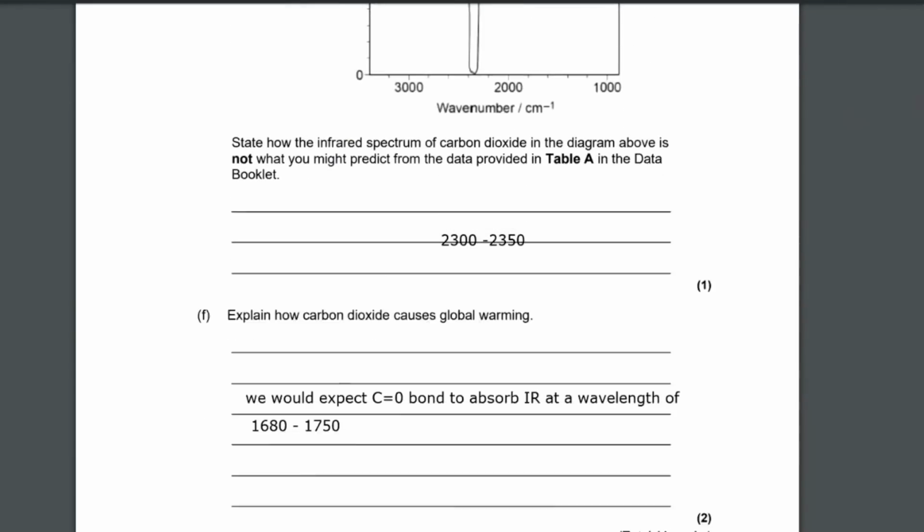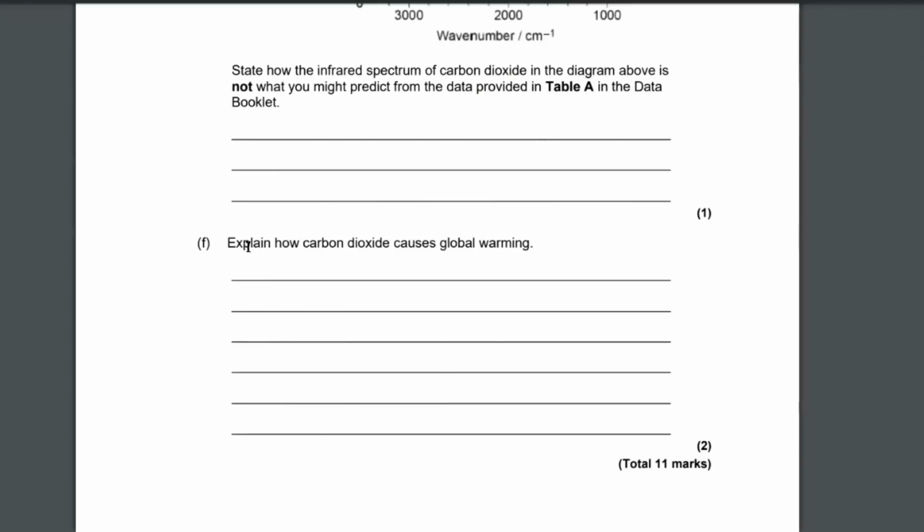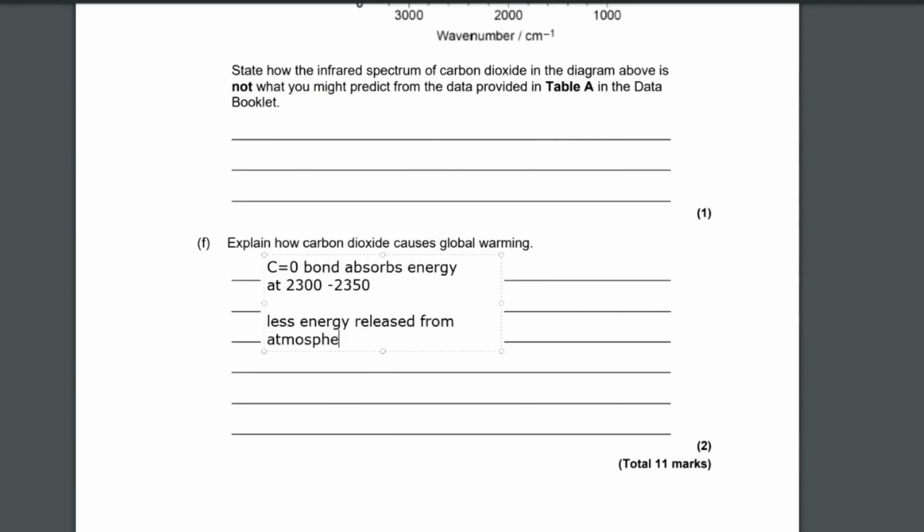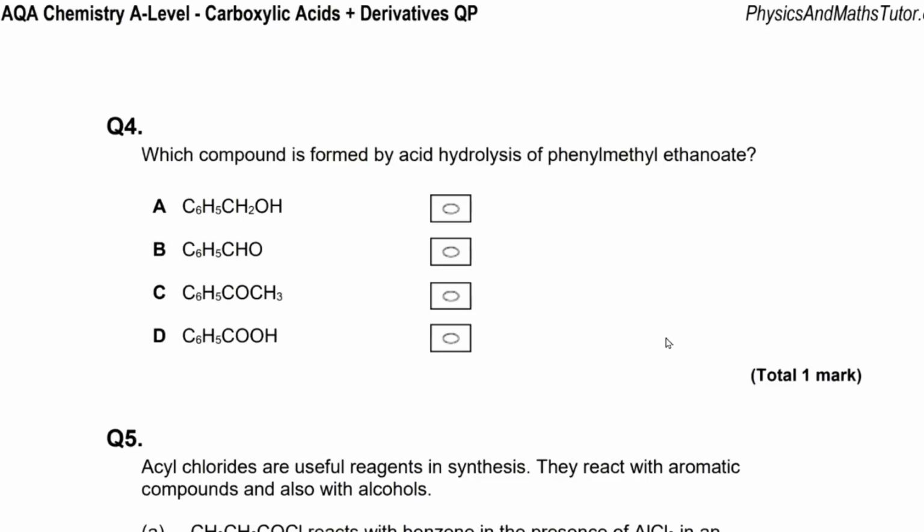Okay, and then the next part of this question. Explain how carbon dioxide causes global warming. So loads of answers you can give here, but essentially the bond absorbs the energy at the 2,300 to 2,350 we quoted there. That's the wavelength of the energy. I've written just energy, but that's stupid of me. That's the wavelength of the energy that the C=O bond in the carbon dioxide absorbs, which means that less energy is released to the atmosphere or emitted. You can say more energy is trapped, or heat energy is trapped, in the atmosphere. Cool.